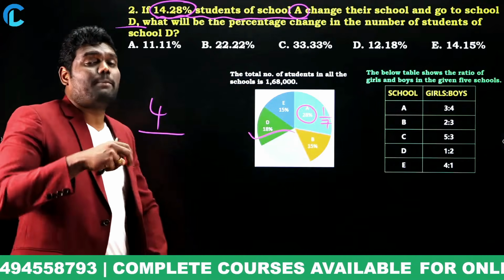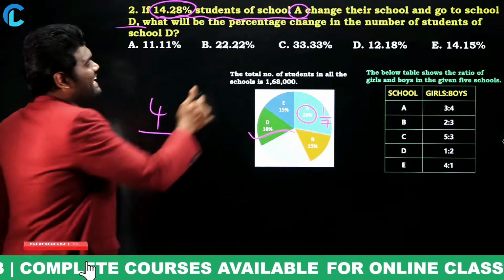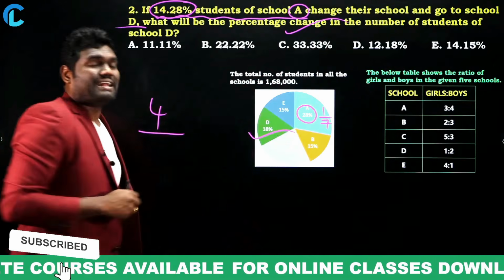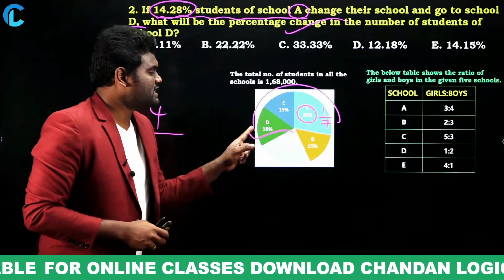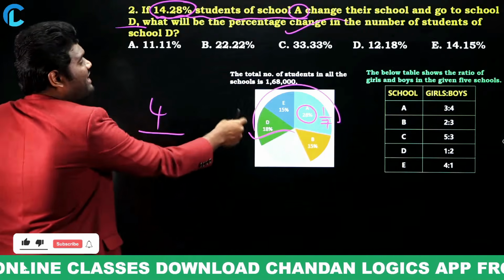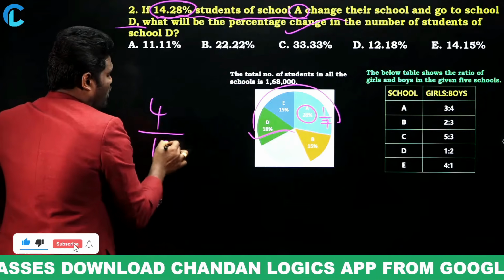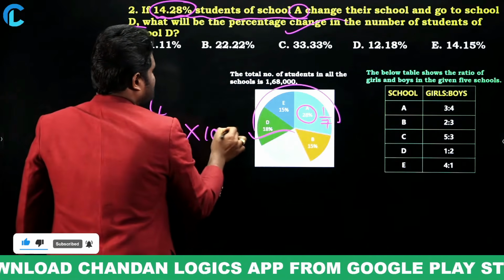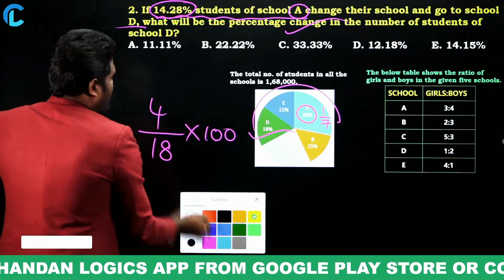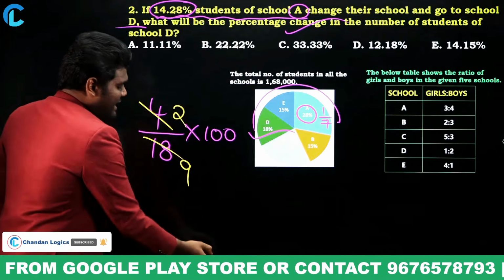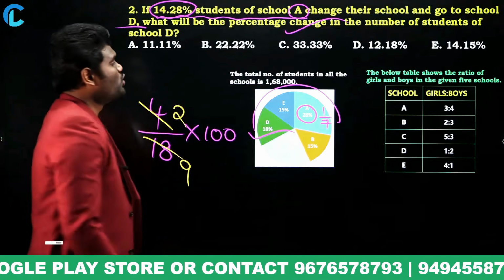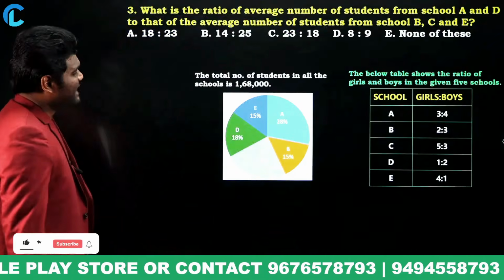The question is asking what is the percentage change in the number of students. So if I need to know the percentage change, the difference is 4. Yes or no? We need to compare it with D. So 4/18 into 100. That's it. Now just simplify. 2 cancels here 2 times, 2 cancels here 9 times. Now 2/9. 1/9 means 11.11, so 2/9 means 22.22%.